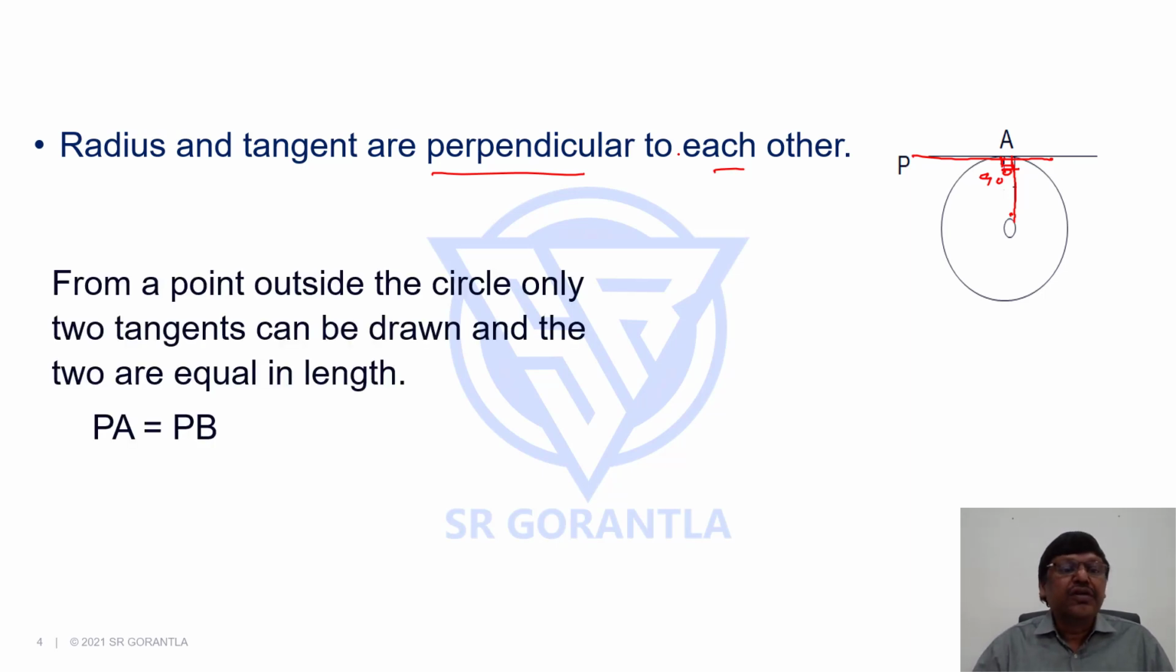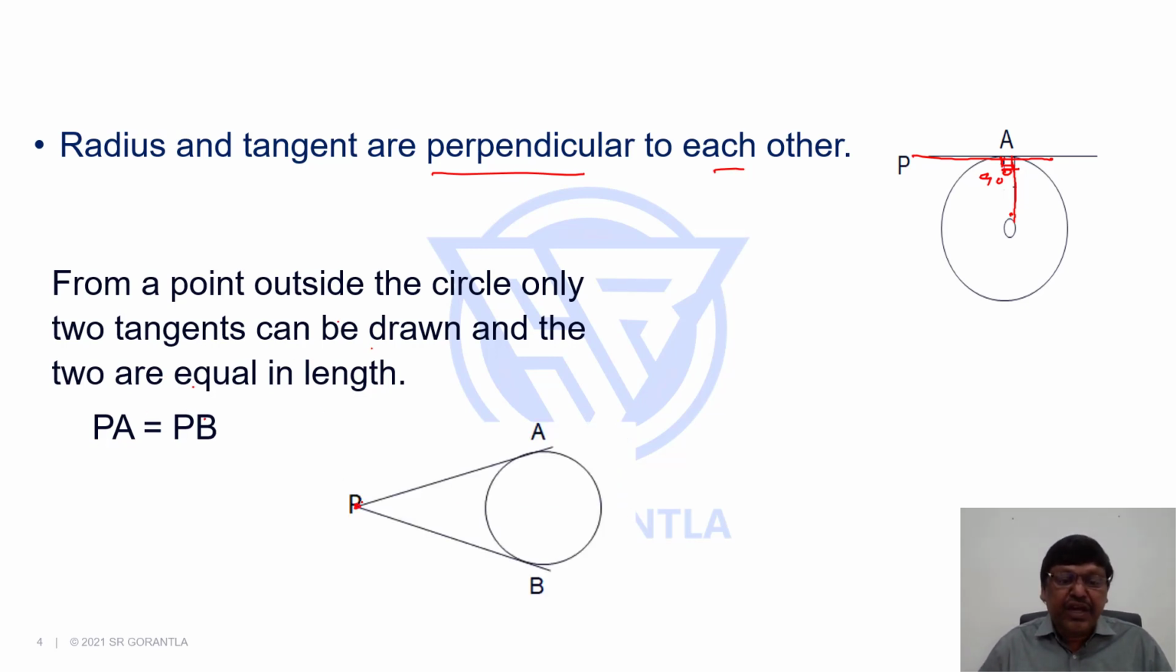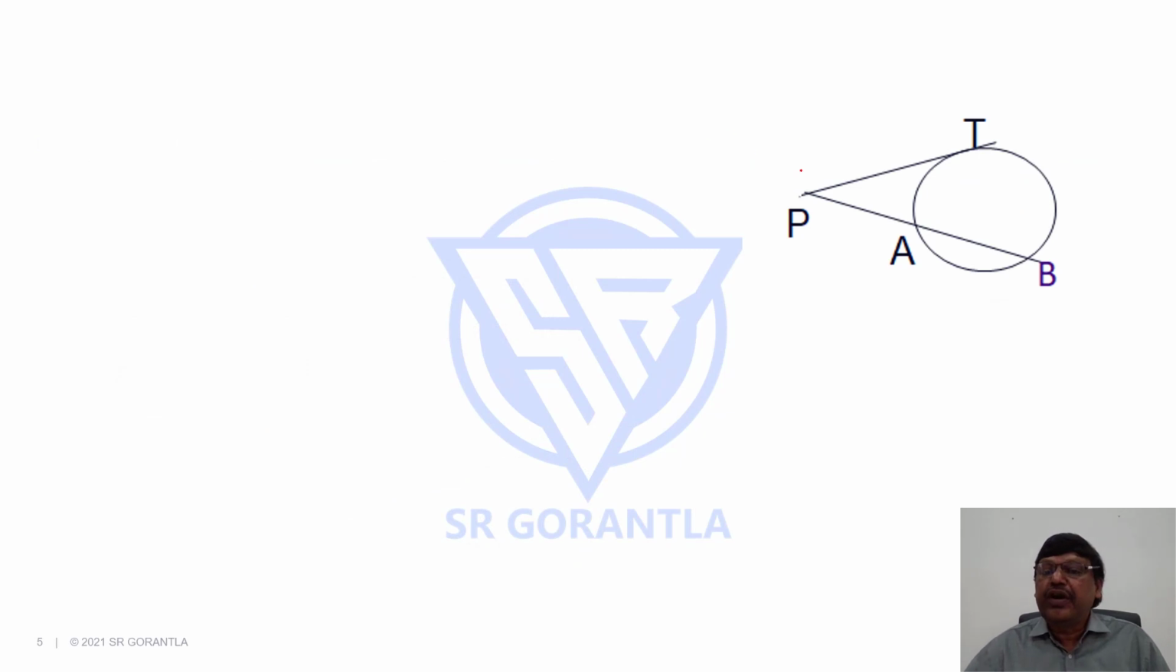Second point, from a point outside the circle, only two tangents can be drawn and the two are equal in length. Say, for example, from a point P, if I draw PA as a tangent, PB as a tangent, only two tangents can be drawn and these two are equal in length. PA equals PB.